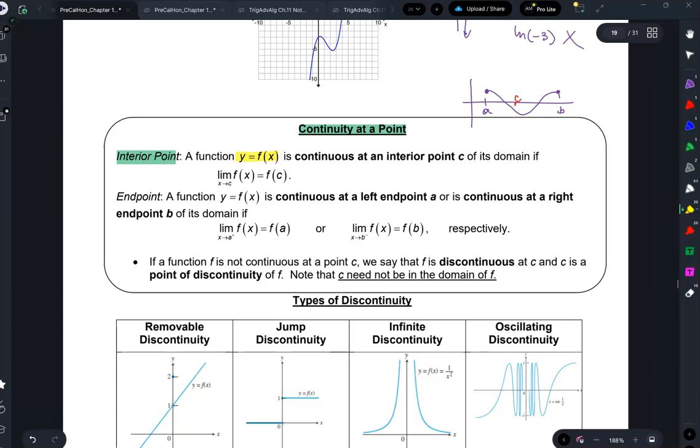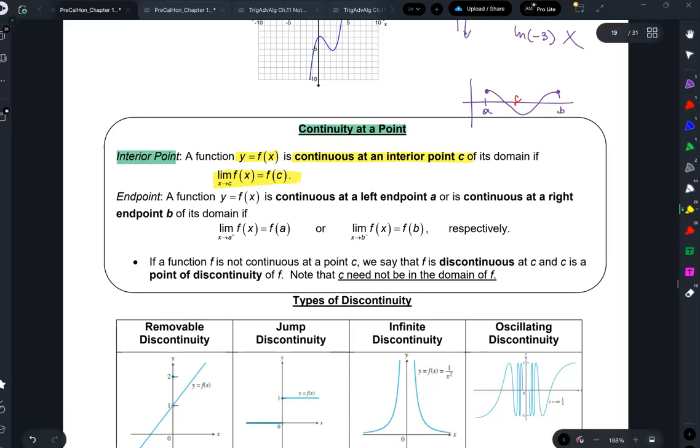Now, we are asking is this function continuous at point C? To say whether or not it's continuous, three things need to happen. And we did this before. It was the continuity test. Number one, the limit has to exist. So here, does the limit exist at C? Yeah. Number two, f of C has to exist. Is that true here? Number three, the limit and f of C have to be the same. Is that the same here? Yes. So that's how we know it's continuous.